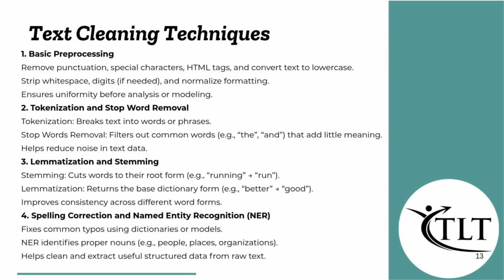Third is lemmatization and stemming. So stemming cuts words down to their root forms by removing suffixes. For example, running would become run and happily would become happy. And lemmatization uses vocabulary to return the base dictionary form of a word. For example, better would be normalized to good.